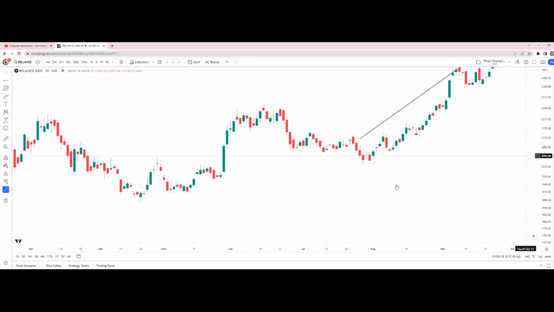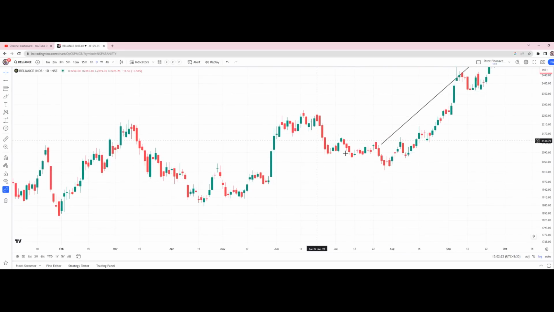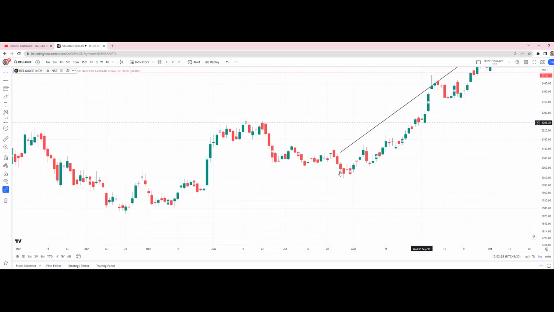So we are entering the trade at the support level. Once we got the red candle, there is a pause for the selling, and after that we got a green candle here. So above this green candle we can enter the long trade.